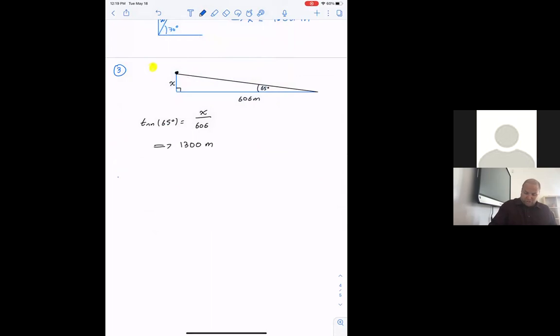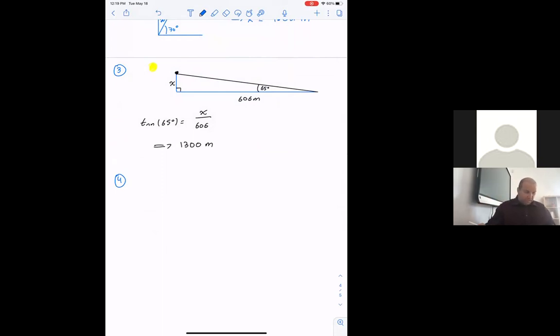Sometimes the questions are hard to translate into a picture. But once you have the picture, then the math is easy, or should be easy. So get practice on reading and translating it so you can see what's going on.